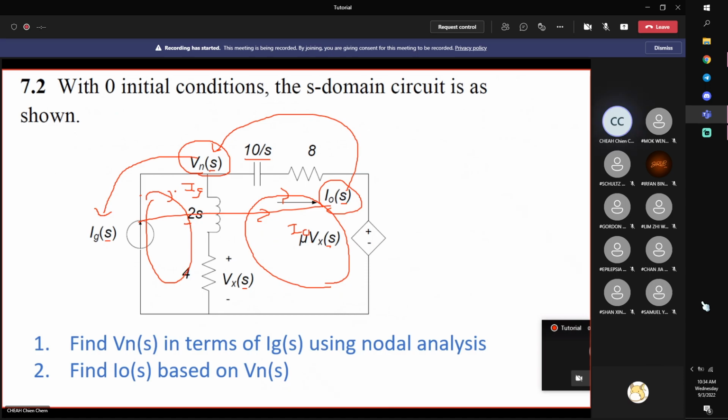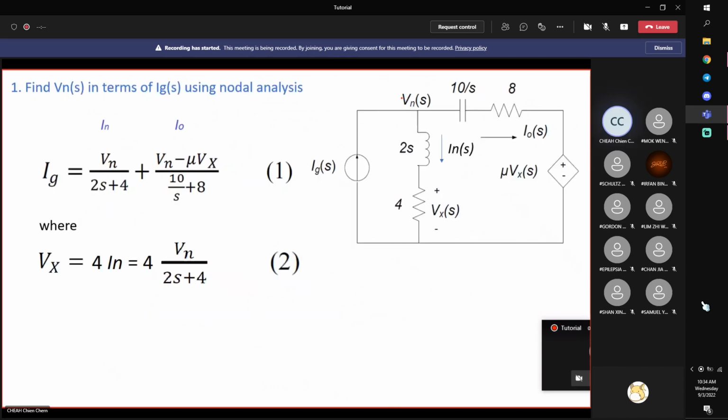Same thing: this loop mesh current is known, Ig, so you do not need to take KVL at this one. Just take KVL at this mesh, because Io is what you want to find. You should go and practice that. But here I'll do nodal analysis again. I define the node voltage. Then I take Kirchhoff current law: inflow equal to outflow.